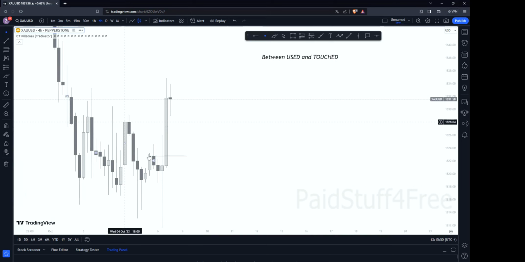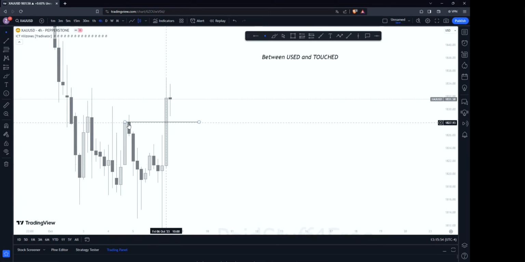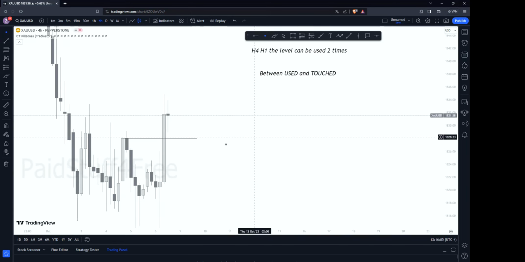Let's say there is this level right here, and price was going to it. We don't want to press a sell button right here. Let's say you know that it's going to break through. You don't want to press a sell button, but it's touched. So there is a difference between touch and use. A level gets used basically on the first touch when it is fresh.